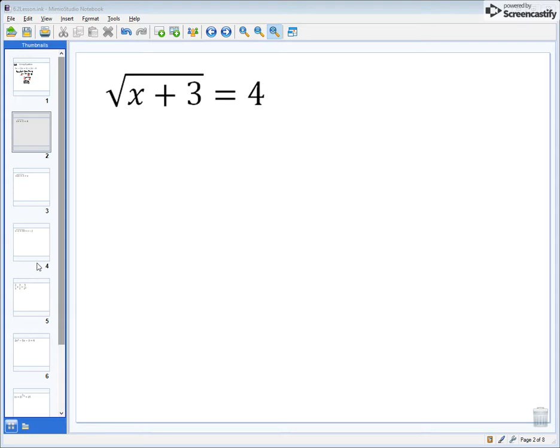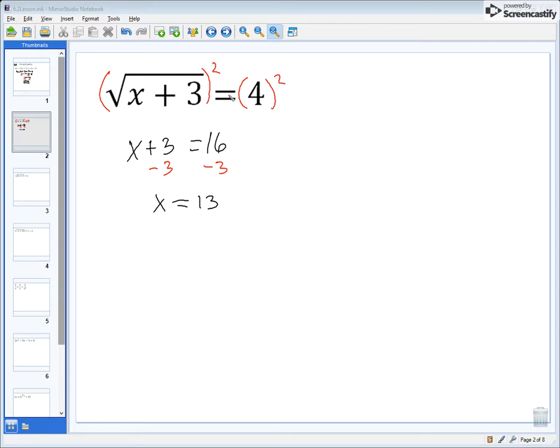Here's another example where we have the square root of x plus 3, and that equals 4. To solve this one, we need to get rid of this square root. So the first thing we want to do is square both sides. Square the left side of the equation, square the right side of the equation. On the left side, the square root and the square cancel each other, so I get x plus 3. On the right side, 4 squared is 16. Now I can subtract 3, and I get that x equals 13.